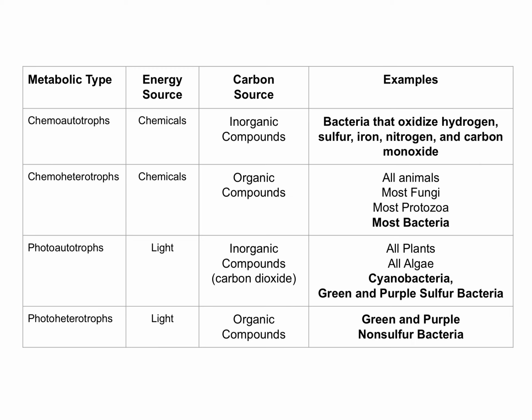So looking first at our chemoautotrophs. Remember, chemo means chemicals. So organisms that are chemoautotrophs are going to get their energy from chemicals. They're going to get their carbon from inorganic compounds. Some examples of chemoautotrophs include bacteria that can oxidize hydrogen, sulfur, iron, nitrogen, and carbon monoxide. These are organisms that are often found near deep sea hydrothermal vents.